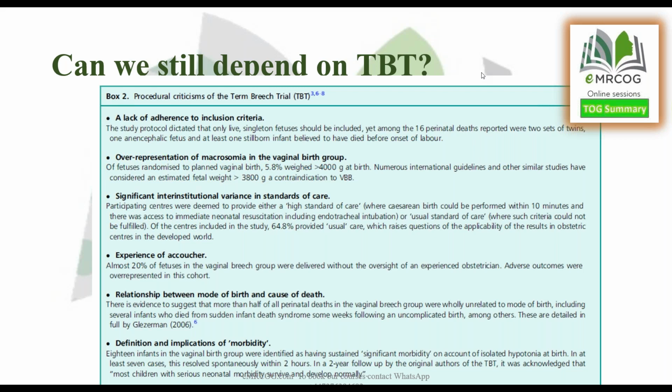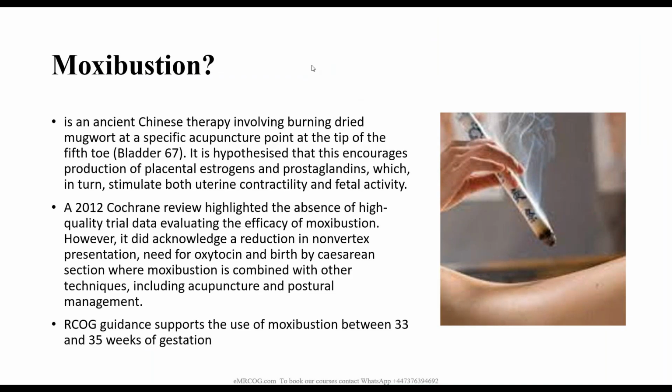The TUG article says the numbers of the term breech trial should be revised, and we shouldn't depend on it. Also there was an issue with the definition and implication of morbidity. For example, they found that a lot of cases considered as morbidity were doing fine after some time following delivery, so they shouldn't be considered as morbidity. So this is the effect of the term breech trial.